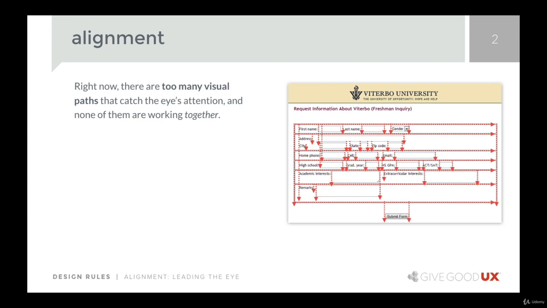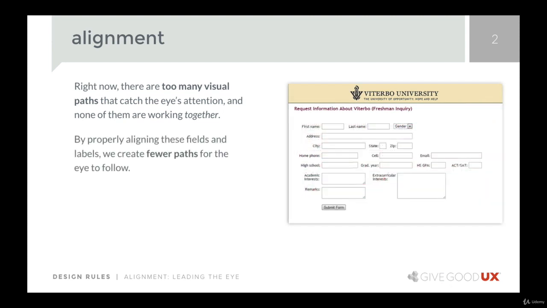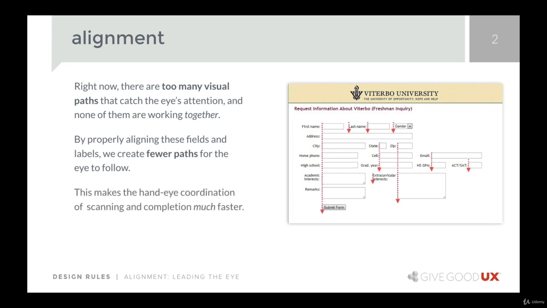Okay, see all the different starting and stopping points? Every one of those arrows is something that the brain and the eyes have to look at and move on, look at and move on, look at and move on. It's trying to make relationships, and there's just too much to deal with. By properly aligning these fields and labels like this, we create fewer paths for the eye to follow. Doing this makes hand-eye coordination of scanning end-to-end form completion, in this case, much, much faster.